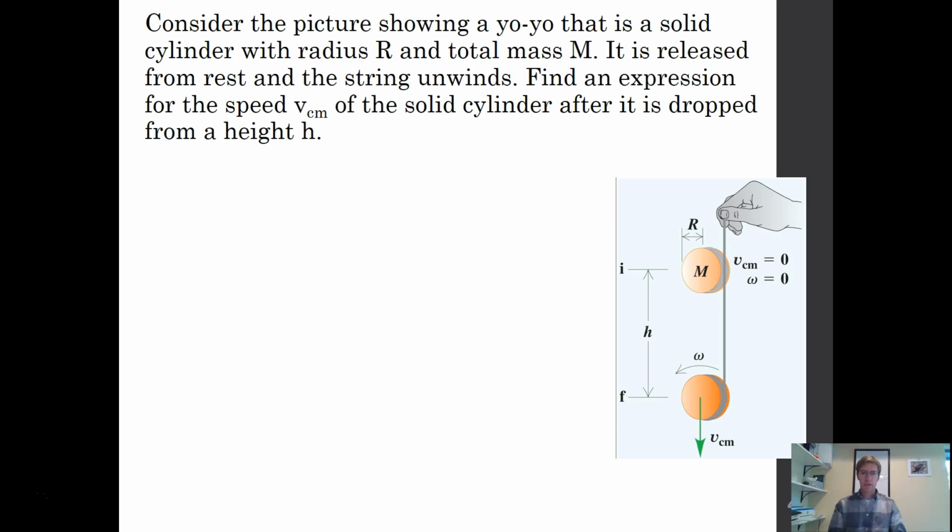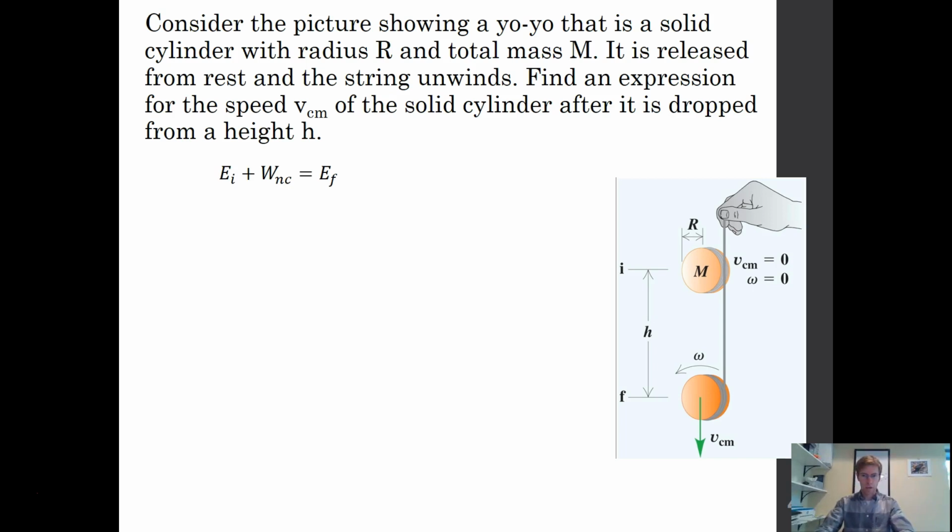So hopefully you paused it and tried it out. I'm going to now walk you through. We have our picture. We've identified an initial point when it starts with a speed 0 and a final point when it's now fallen through a height h and is moving with some velocity of the center of mass v and with an angular velocity of omega because it's rotating.